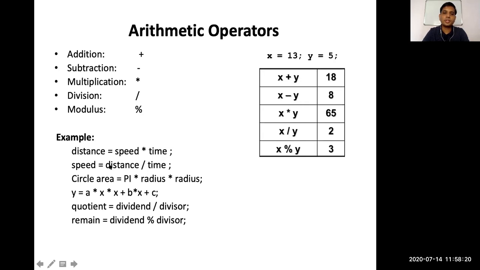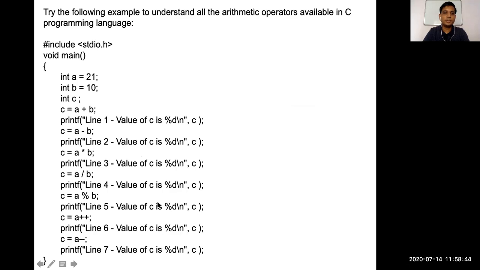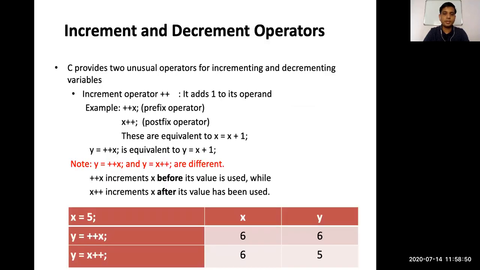Next one is distance equal to speed into time. This is one formula that I have made using the arithmetic operator. So what has happened inside this formula? The speed variable is multiplied with the time variable. So the content of speed and the content of time get multiplied and the result is stored in the distance variable. Very easy thing. After getting this PPT, you should go through this program.